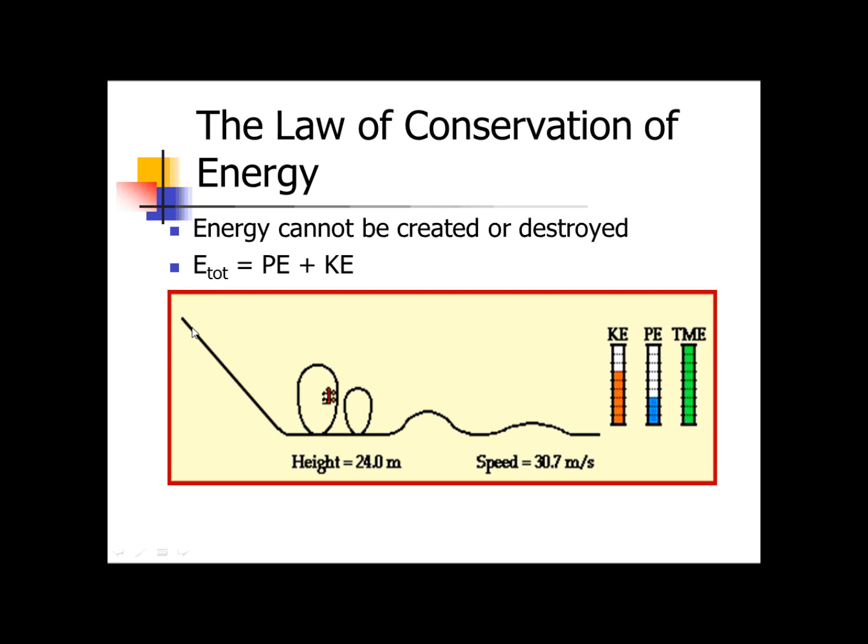So at the very top of the hill, let's see if I can restart this. At the very top, it's all potential. As it goes down the hill, potential becomes kinetic. At the bottom, it's all kinetic. And as you can see, as it's going through these loops, the kinetic becomes potential, becomes kinetic, becomes potential, kinetic, and so it just keeps going and transferring back and forth.